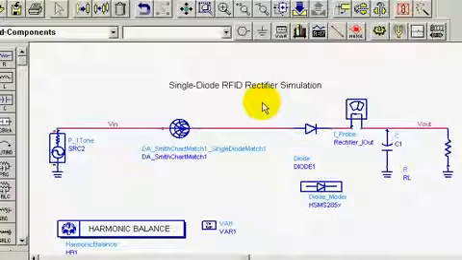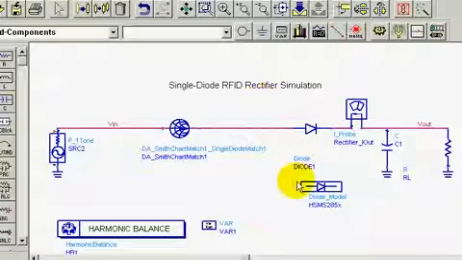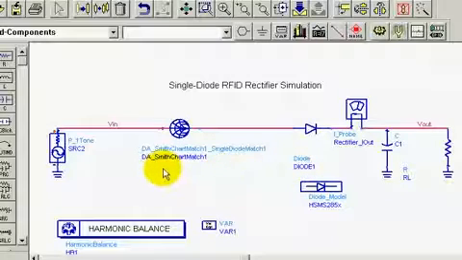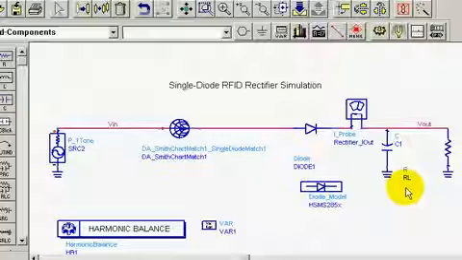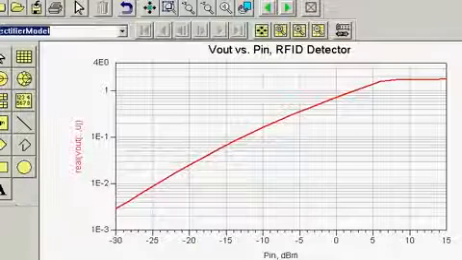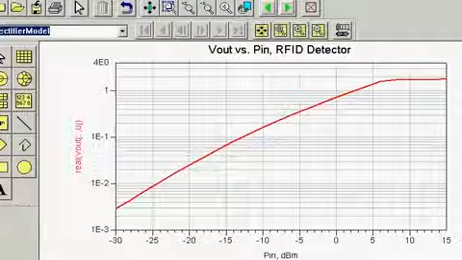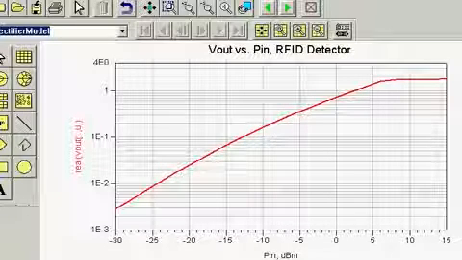To design our RFID detector, let's begin with a single diode circuit. Using a model for an Agilent Schottky diode and matching it to a power source using the Design Guide Smith chart utility, and finally adding an output capacitor and load resistor, we can determine the output voltage as a function of input power. The detector has a square law characteristic at low power levels with the output voltage proportional to input power, or voltage squared. At higher input levels, it becomes more linear.